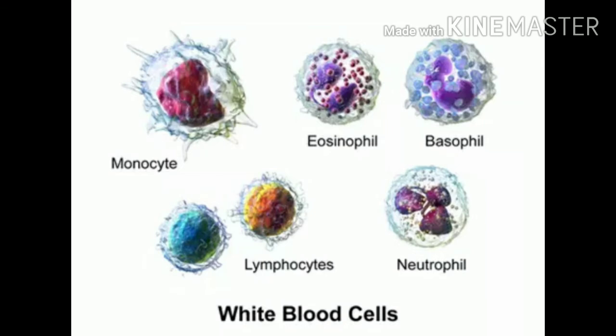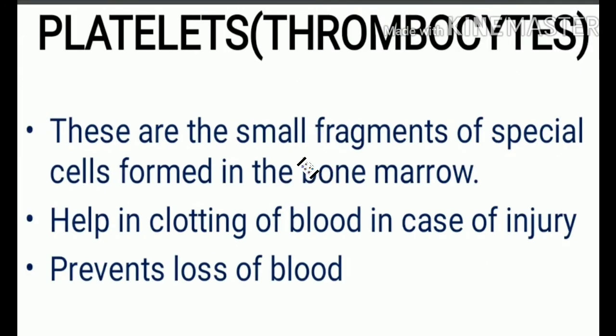WBC may be irregular or spherical in shape, and they have a nucleus, though the shape of the nucleus in different WBC is different. And you must note that in blood, WBC are much lesser in number than RBC.